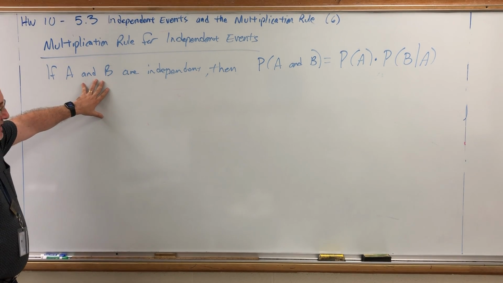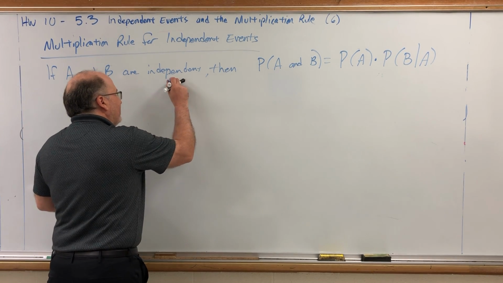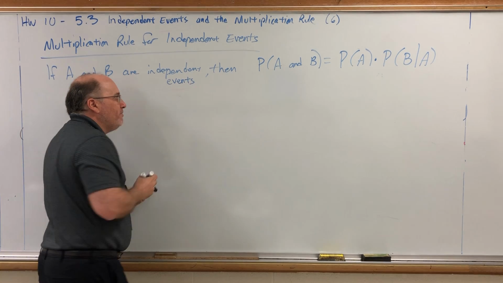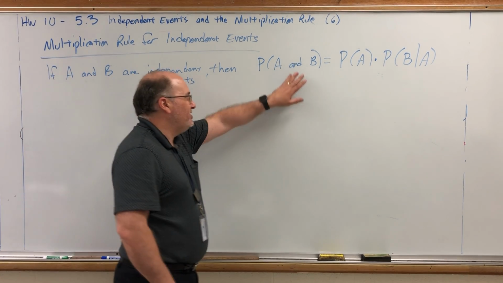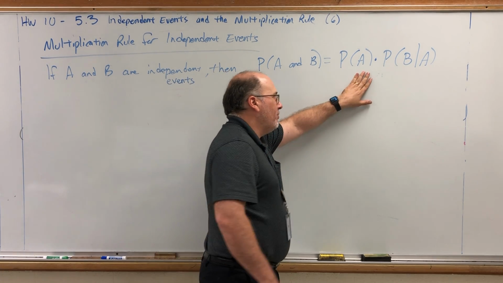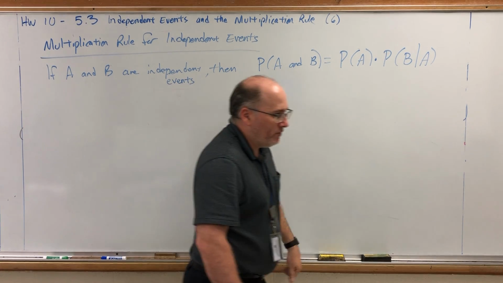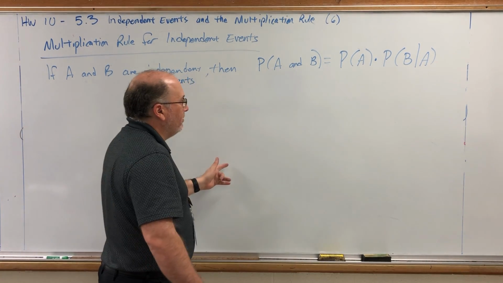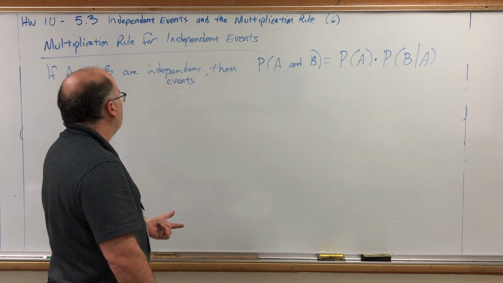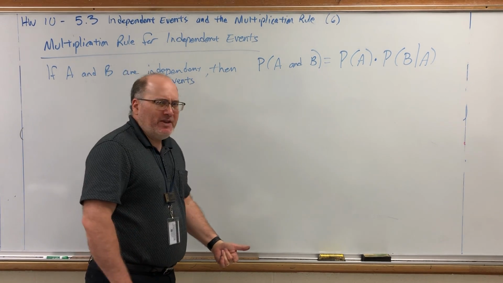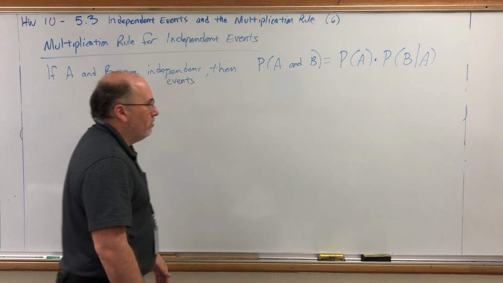If A and B are independent events, it's kind of implied, but I'm going to write the word anyway. If A and B are independent events, then the probability of A and B equals the probability of A times the probability of B given that A has occurred. Wait, that's the exact same multiplication rule that we had earlier, regardless of whether or not A and B were independent. So why do independent events get their own rule?